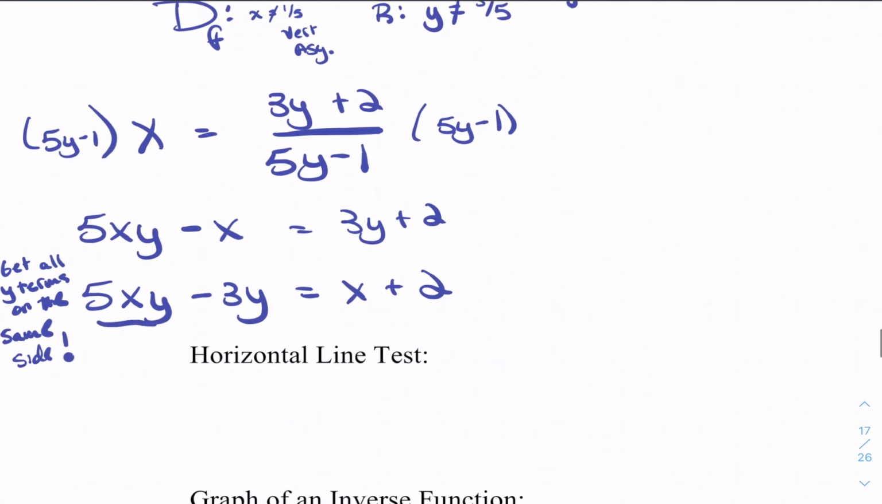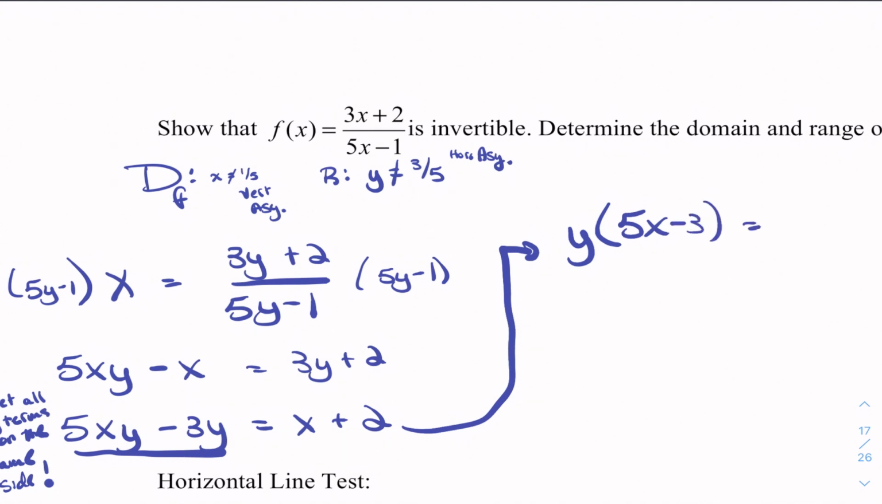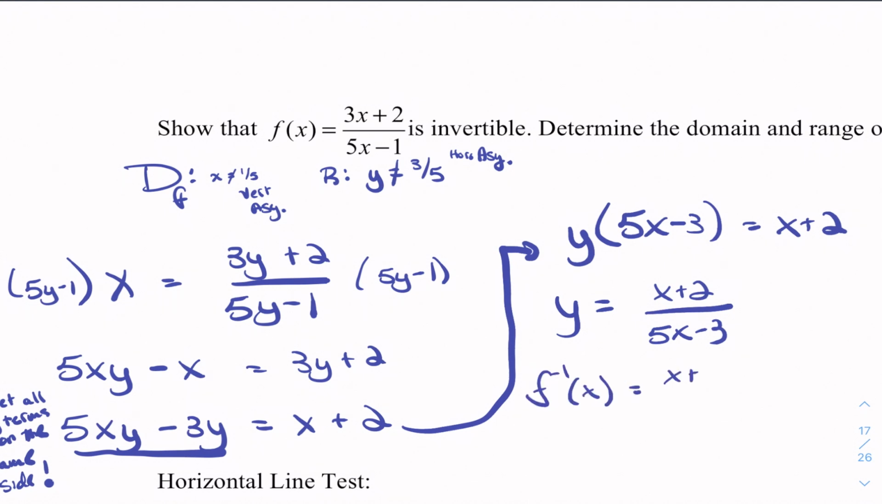Now, if we're looking at these two terms, I'm just going to put this over here. If we factor out the GCF, which is y, we're left with 5x minus 3 is equal to x plus 2. That means our inverse function is x plus 2 over 5x minus 3. Or we could call that f inverse, x plus 2 over 5x minus 3.